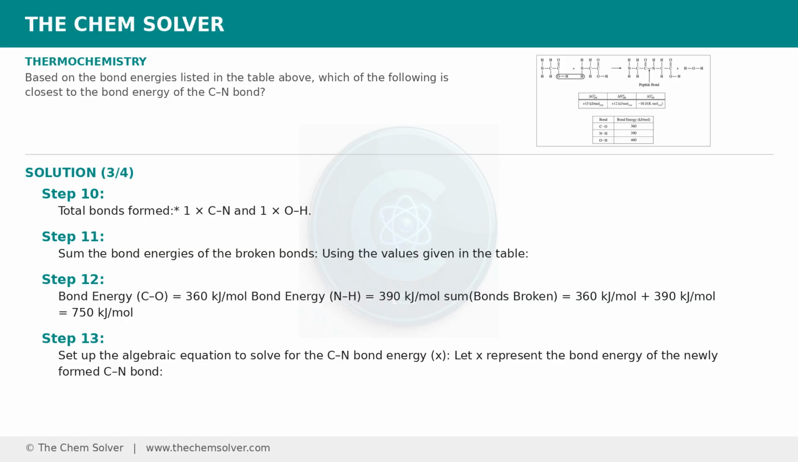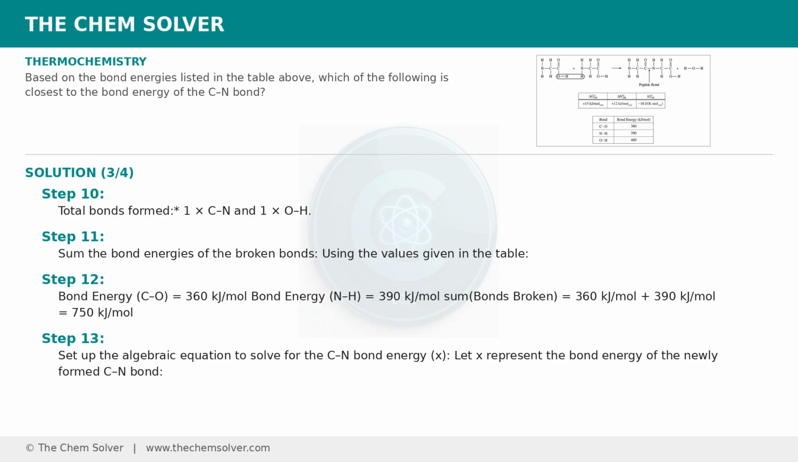Sum the bond energies of the broken bonds. Using the values given in the table, bond energy C-O equals 360 kilojoules per mole. Bond energy N-H equals 390 kilojoules per mole. Sum, bonds broken, equals 360 kilojoules per mole plus 390 kilojoules per mole equals 750 kilojoules per mole.